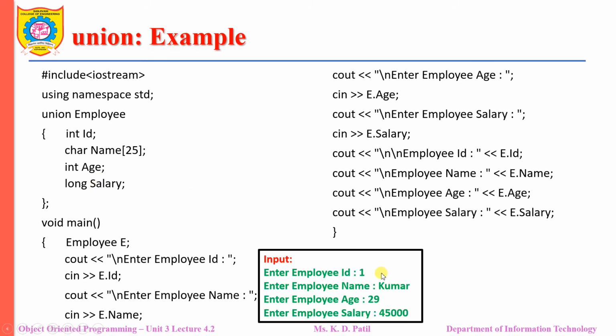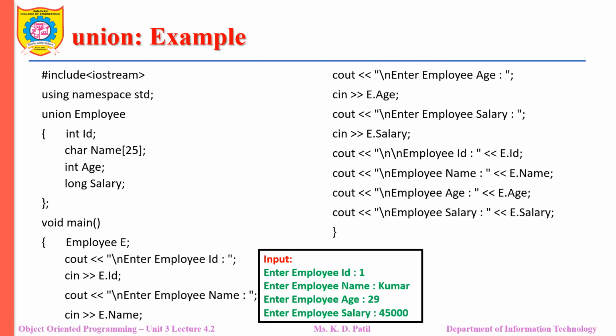When I give the input as employee ID 1, employee name Kumar, age 29 and salary 45,000. Now according to the definition, as I want to display all the members of that union at a time, all the members will not be displayed.